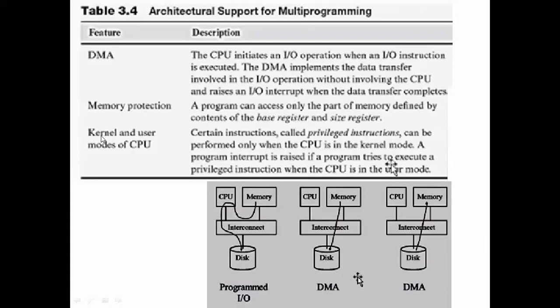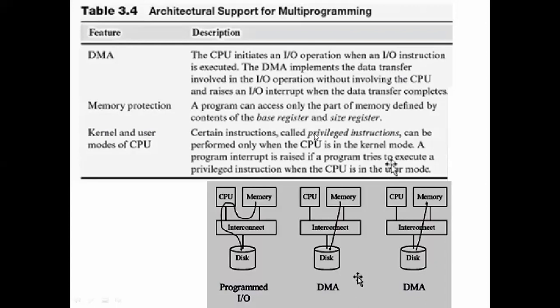So the program is able to access only the part of memory that it is authorized to access. And the third feature is the kernel and user modes of the CPU. We have basically two modes of operation of any processor: the kernel mode and the user mode. In the first class of this OS subject, we dealt with the kernel mode and the user mode, where the kernel mode always has higher privileges when compared to the user mode of CPU operation.